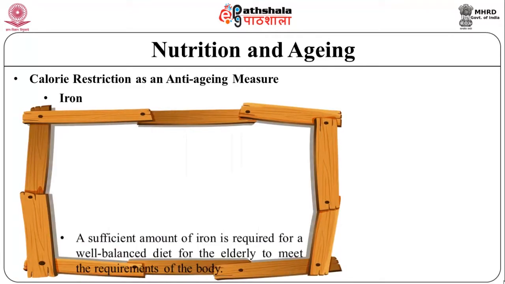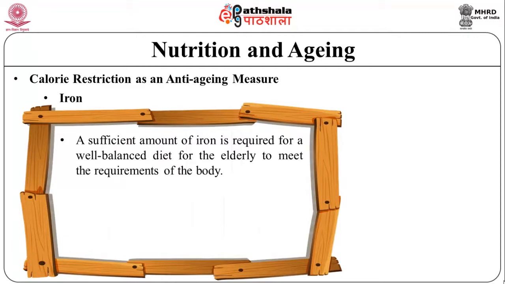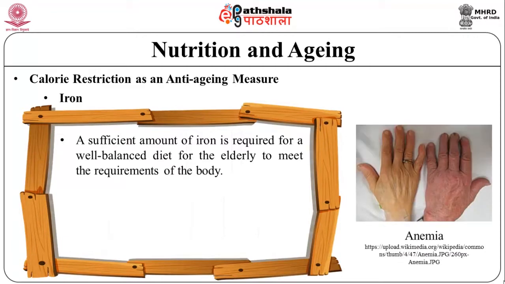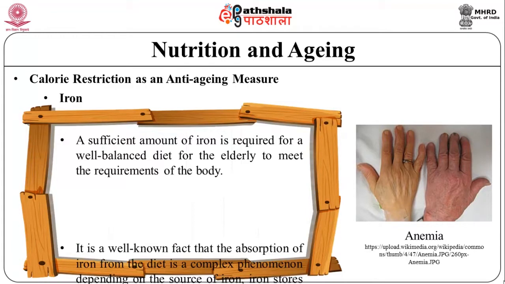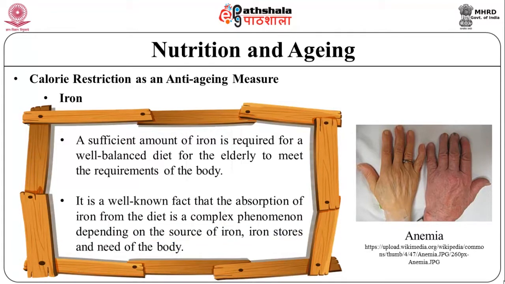Let's come to the iron. A sufficient amount of the iron is required for a well-balanced diet for an elderly to meet the requirement of the body. It is a well-known fact that the absorption of the iron from the diet is a complex process, depending on the source of the iron, iron stores and the need of the body.